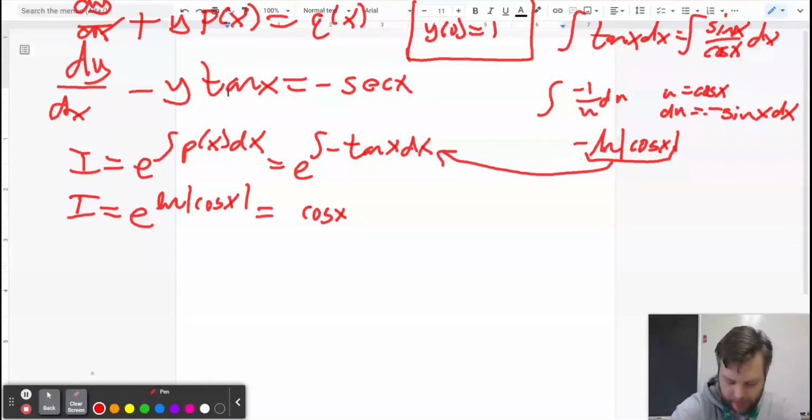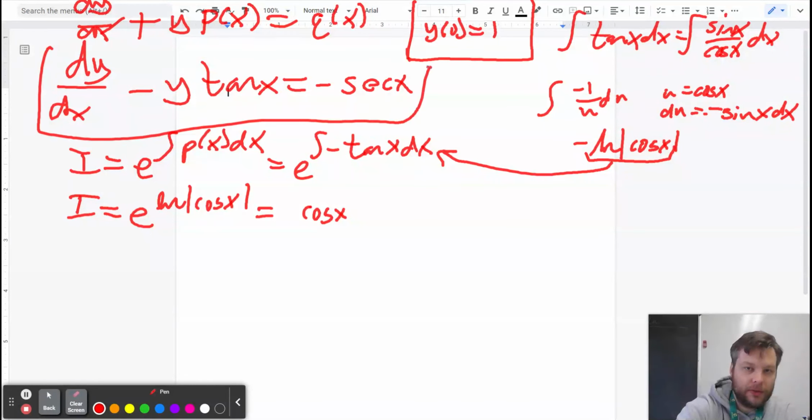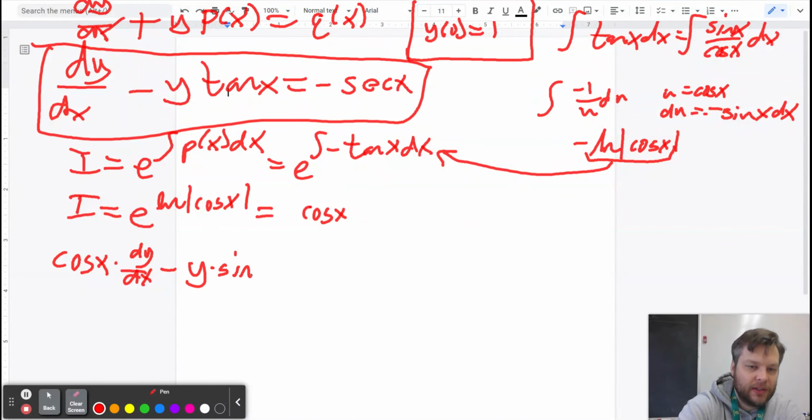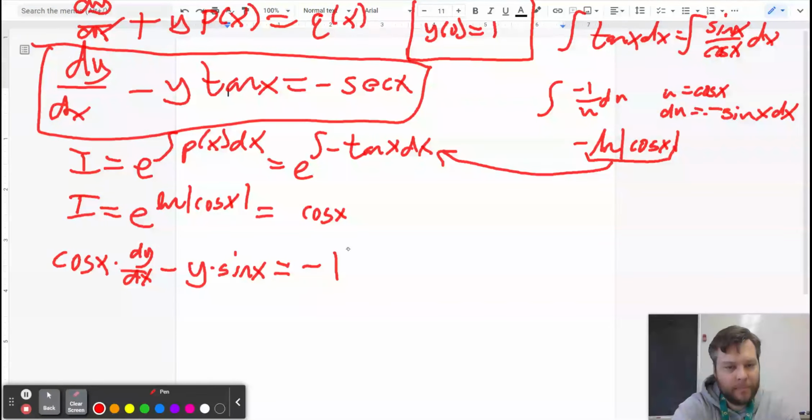So we're going to multiply everything by cosine of x in our original differential equation. And that's really nice. So now we have cosine x times dy dx minus y times sine of x. Remember, tan is sine divided by cosine. So if I multiply by cosine, it cancels out the denominator. Secant is 1 over cosine. So if I multiply by cosine, I get negative 1.